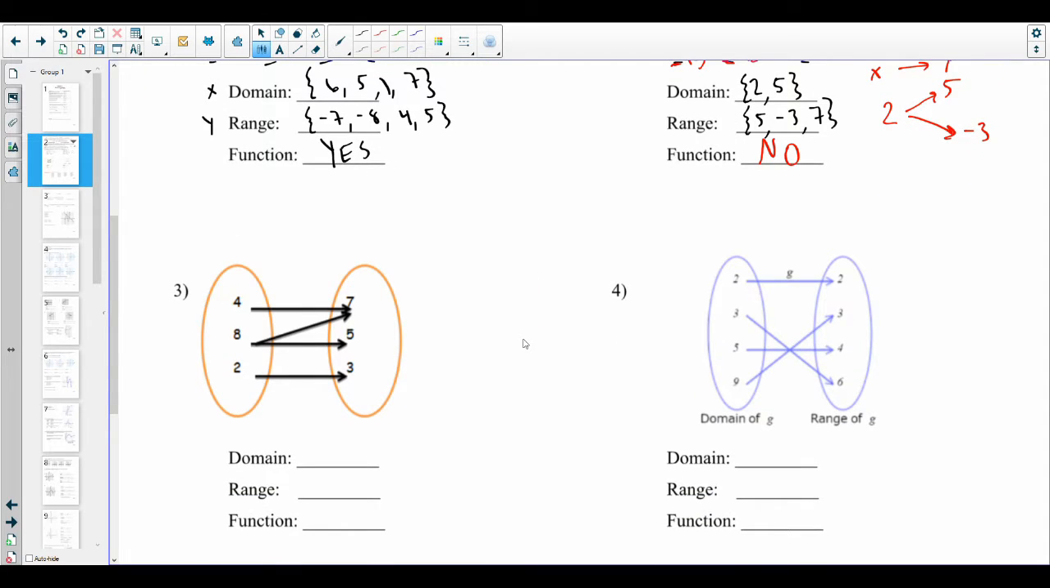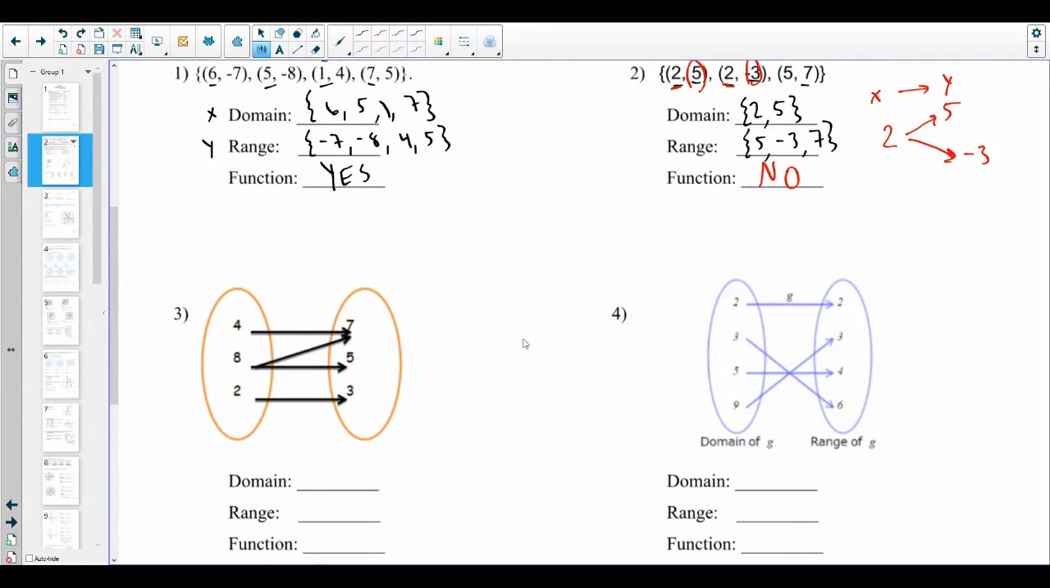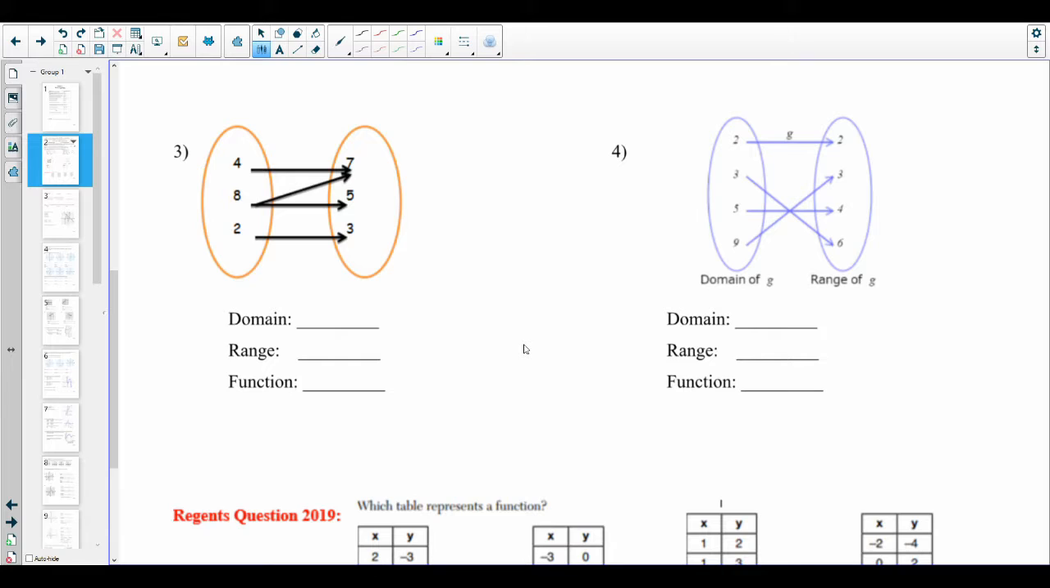We can do this from a picture as well. So if we do it from a picture, the bubble on the left is your x, and the bubble on the right is your y. Okay? Your inputs and your outputs. Plug in x, get out y.